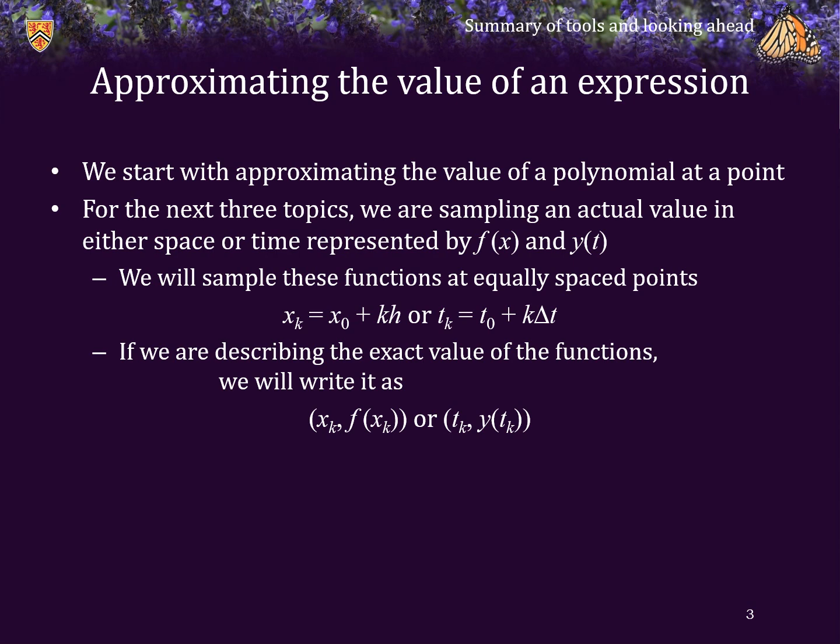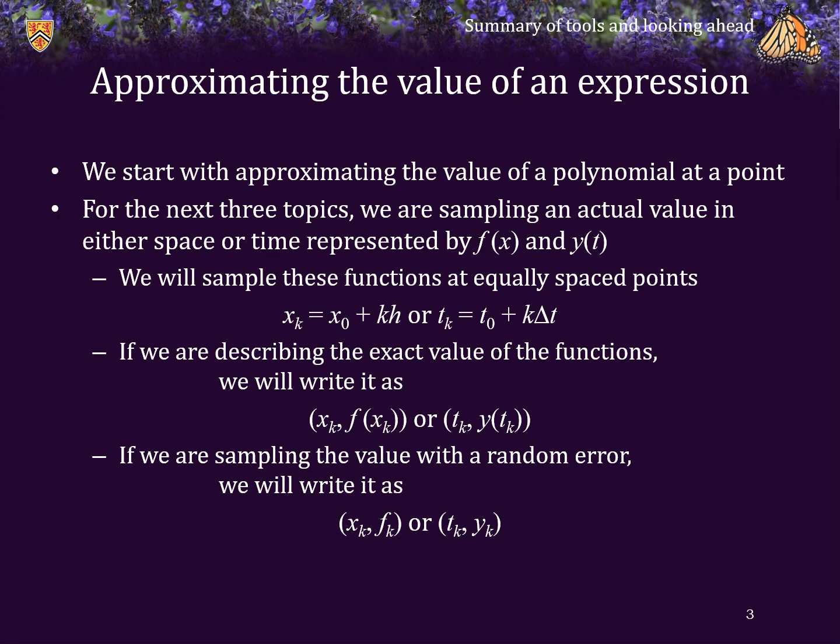Now, if we are describing the exact value of the function at these times that we are sampling them at, we will write these points as, for example, x sub k and f evaluated at x sub k. That's the actual value at that location. Or alternatively, t sub k and y evaluated at precisely that time. These are the exact values. So in some cases, we can actually trust exact values, such as, for example, when we define the functions in a model and then proceed to simulate it.